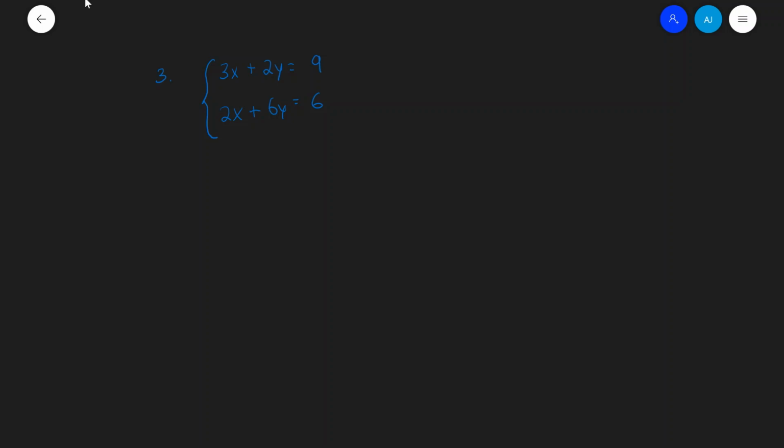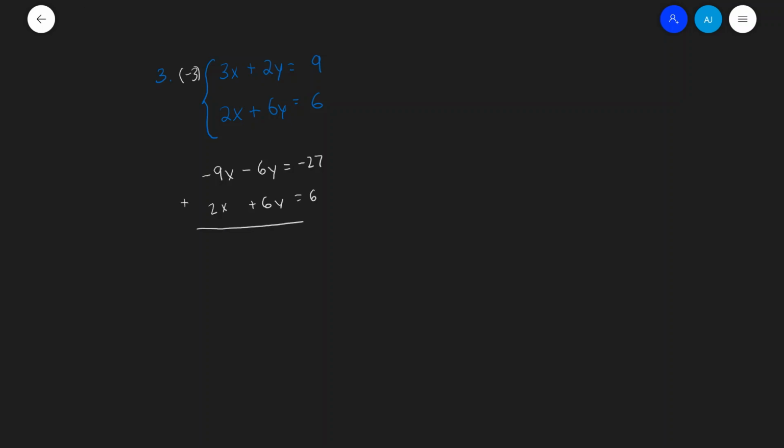However, I realized that if I multiply the top equation by -3, that would give me negative 3 times 2y, which is equal to negative 6y. And if I add those two equations together, I would get 0 for y, since negative 6y plus 6y is 0. So that's exactly what I'm going to do now. I'll multiply the top equation by negative 3, which will give me negative 9x minus 6y equals negative 27. And the bottom equation will just be left alone.